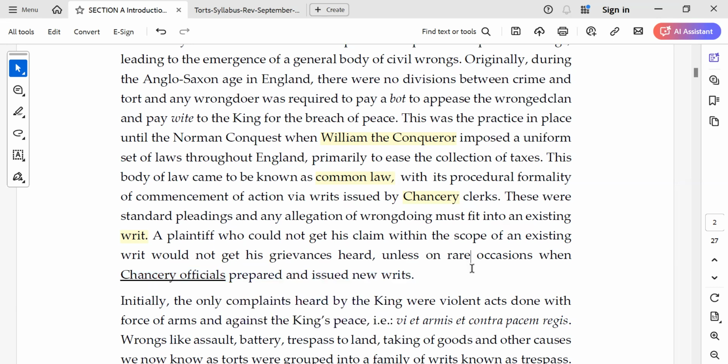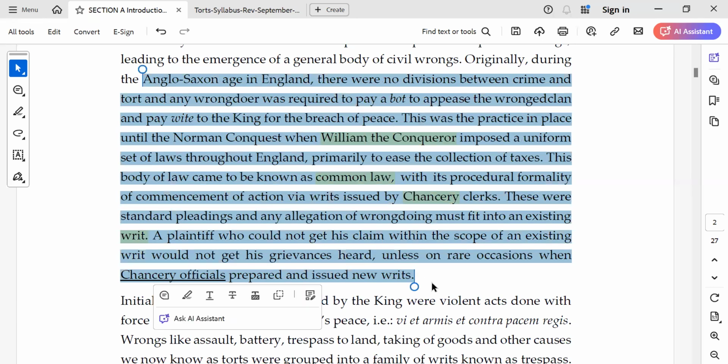Now, for example, there used to be 4 or 5 writs. If your grievance did not come under those 5 things, then it would not be considered as an application or grievance, unless on some rare occasion a chancery official prepared and issued a new writ. So it used to be very restrictive. We can see the situation before was very restrictive.